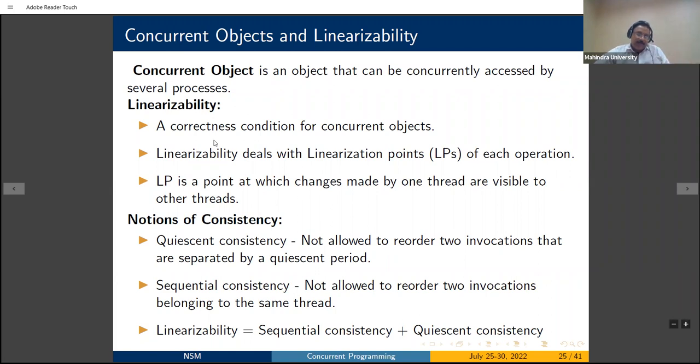Two consistencies: sequential consistency and quiescent consistency. In quiescent consistency, it is not allowed to reorder two invocations that are separated by a quiescent period. Sequential consistency does not allow reordering two invocations that belong to the same thread. That is sequential consistency. Any implementation that satisfies these two is called linearizable. That is the difference between sequential consistency and quiescent consistency. When we combine both, we get the definition of linearizability.